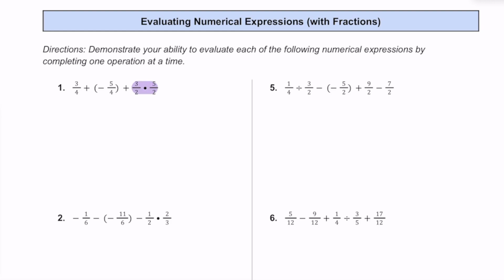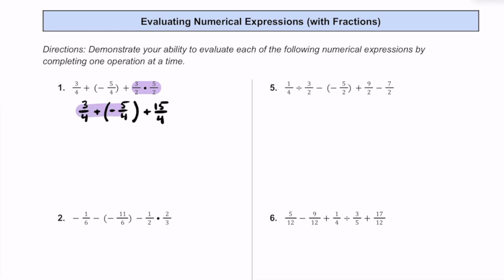Multiplication is going to go first here, so let's go ahead and multiply this 3 over 2 times this 5 over 2. So we are going to just copy down this 3/4 in the beginning, then add on this negative 5/4, just like this. And then if we do 3/2 times 5/2, that's going to end up being 15/4. All right, so now we have all common denominators, which is really nice.